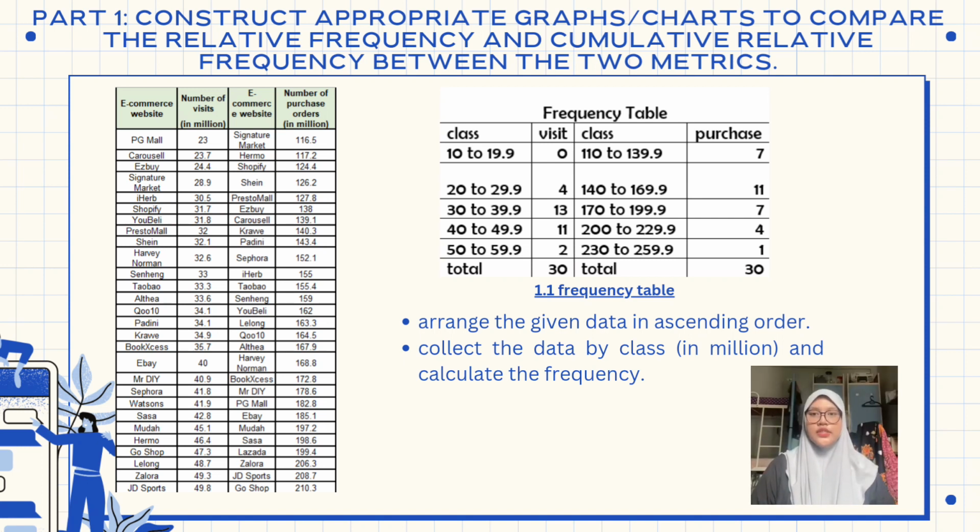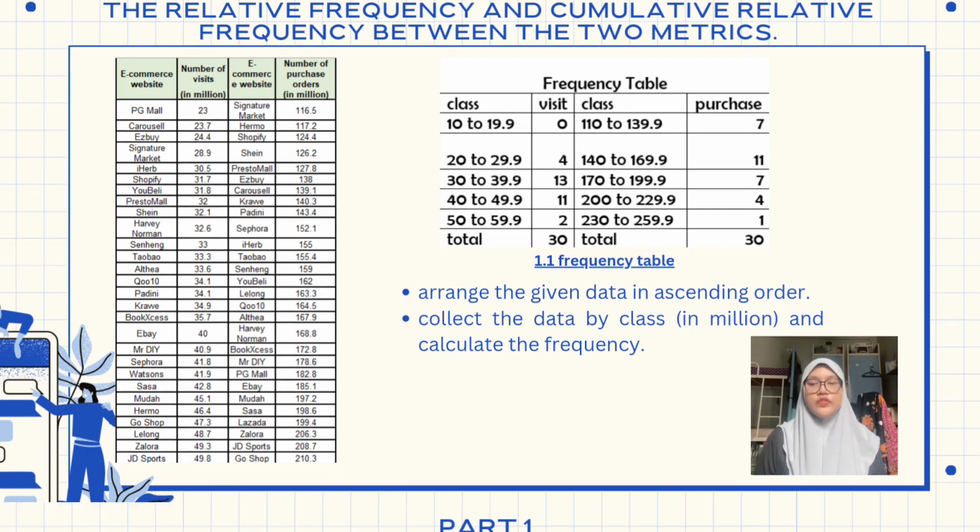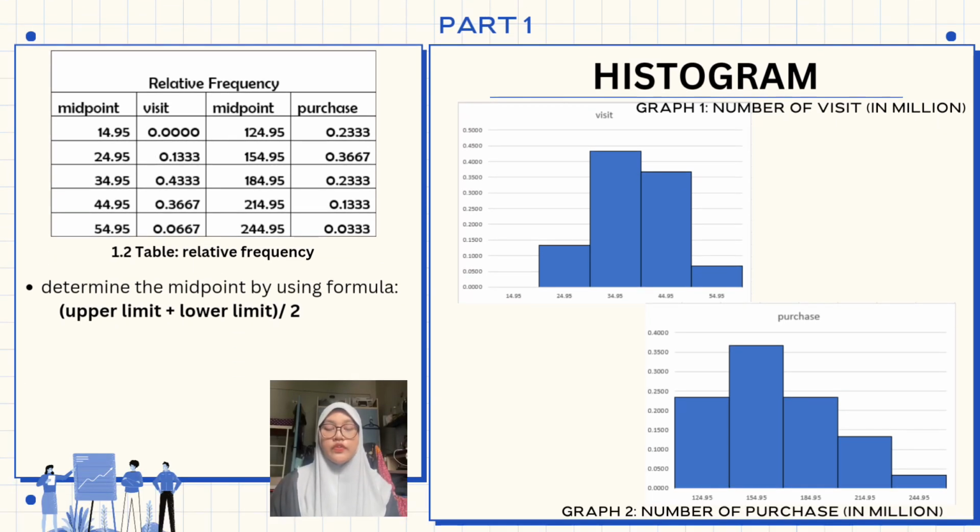First, I arrange the data given in ascending order. Second, I group the data by class and calculate the frequency for the number of visits and the number of purchases on the e-commerce website and put the data in a frequency table. After constructing the frequency table, I construct another table, the relative frequency table, that contains the midpoint and the relative frequency for the number of visits and the number of purchases.